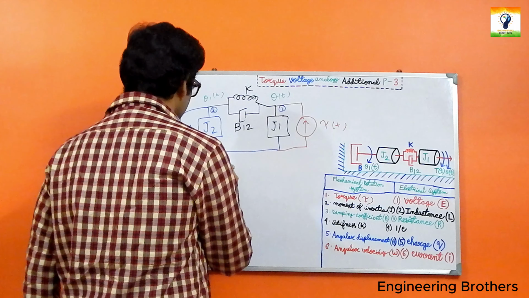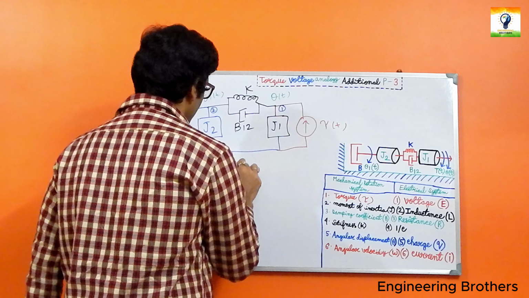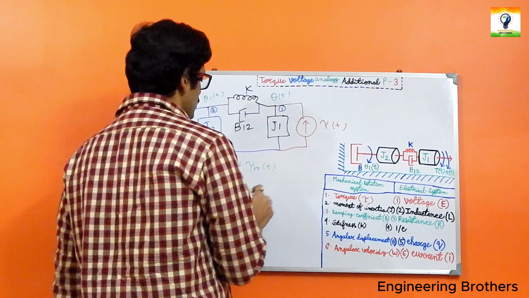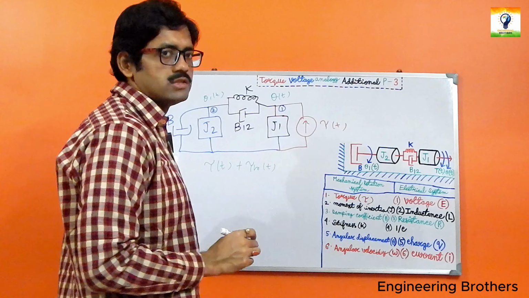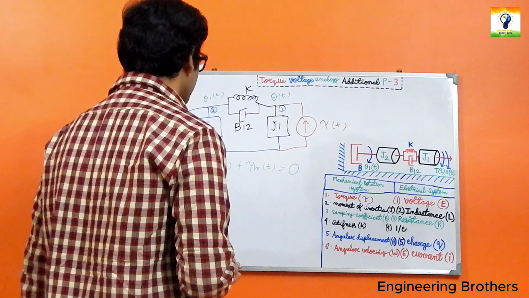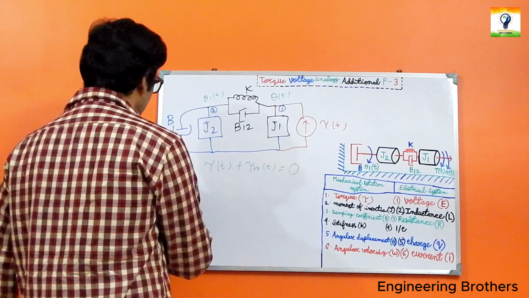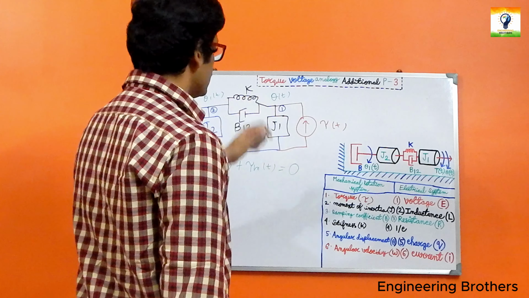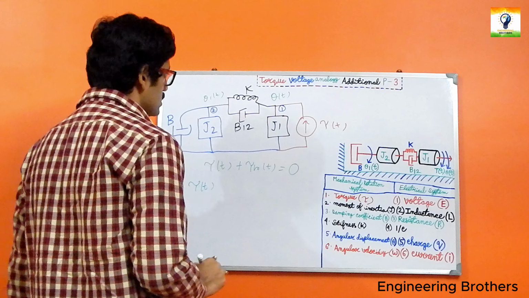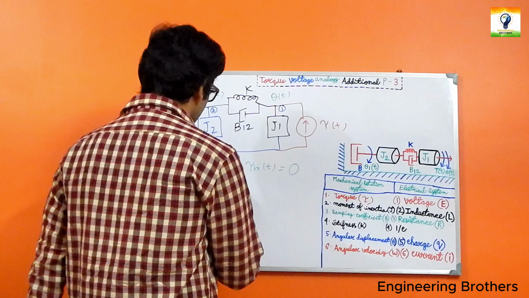The equation will be this one: the applied torque plus a resistive torque, the summation of these two opposing torques, will become 0. So this is our first equation. And if you apply the D'Alembert principle at our node 1, the equation is going to be the applied torque minus our resistive torque.